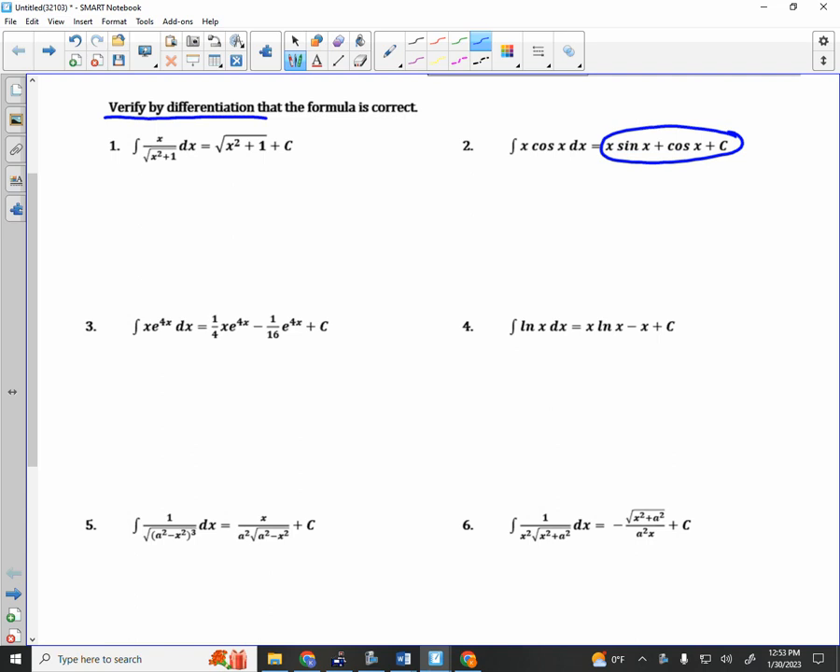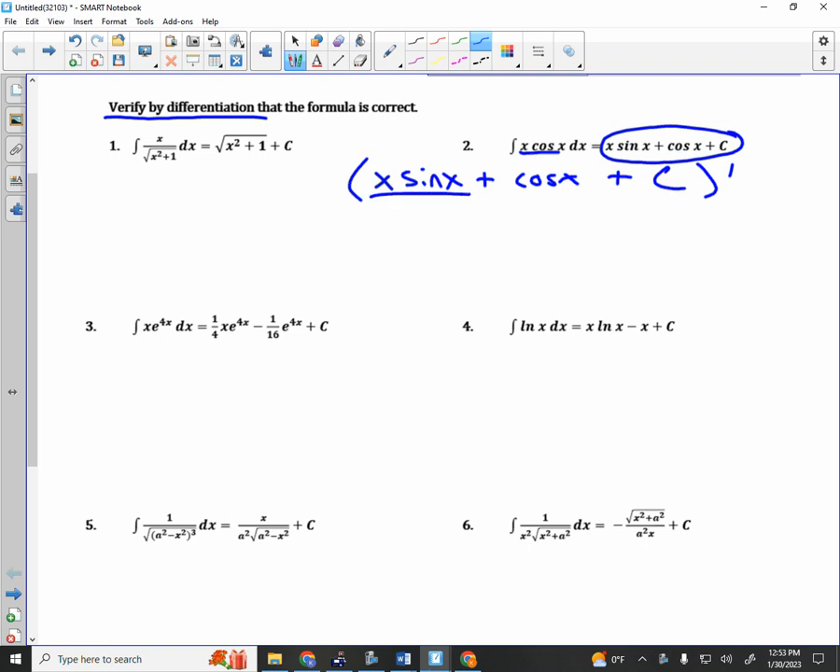So the idea is that we want to show by differentiation that the derivative of this is this. And so I need to take this derivative: x sine of x plus cosine of x plus c. I'm going to take that derivative and I should come up with that thing right there. Let's do the easy part. What's the derivative of c? What's the derivative of cosine? Negative sine.